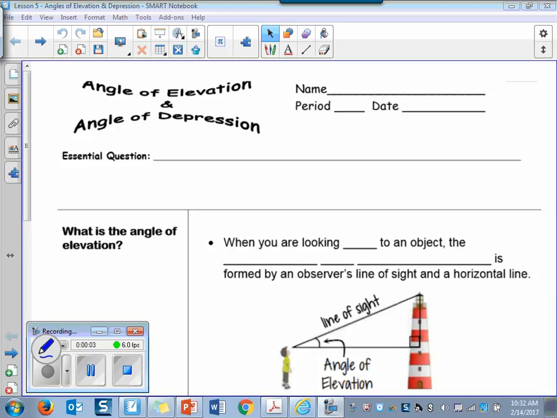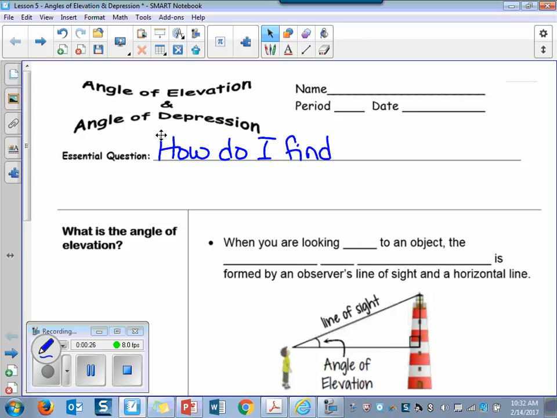Our final lesson in the right triangle unit is probably my favorite. And I have to admit it's my favorite because it involves word problems, so real life applications. I know those are your favorite because you all love word problems. Our essential question for today: how do I find angles of elevation and depression?